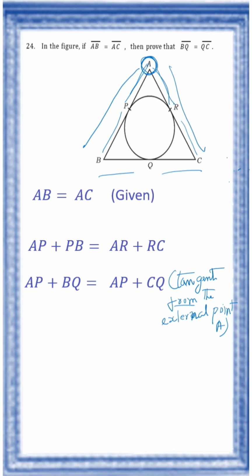Now AP gets cancelled. PB is equal to BQ, for the same reason, tangents from B. Here tangents from C, CR and CQ. AP and AP get cancelled. Then what do you get? BQ is equal to CQ. Hence proved.